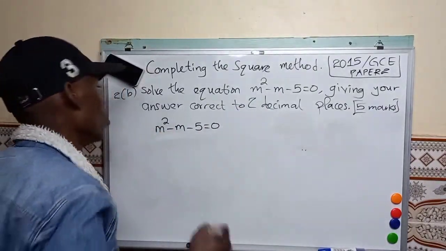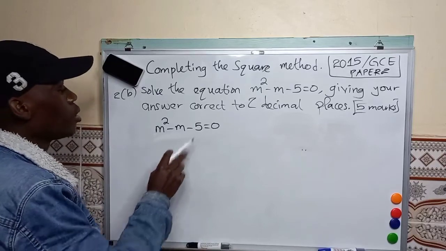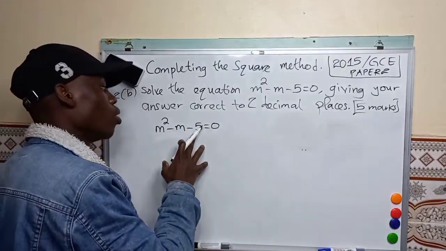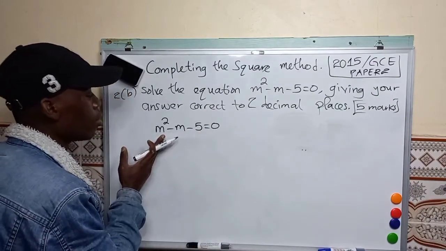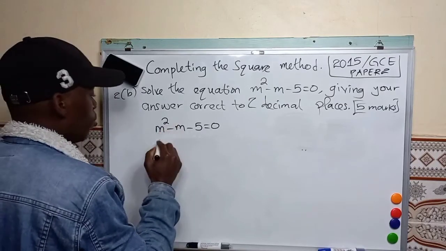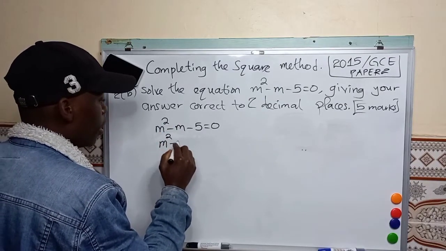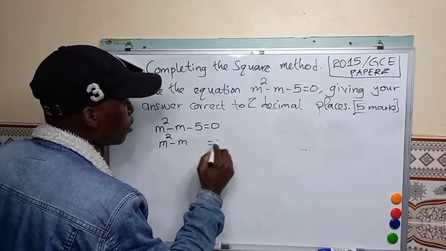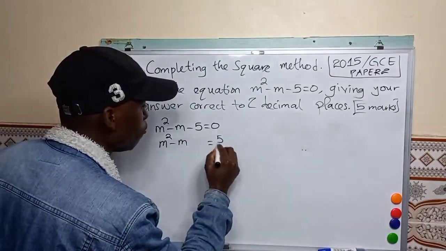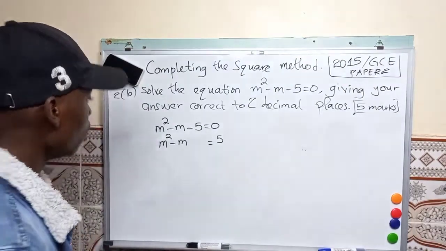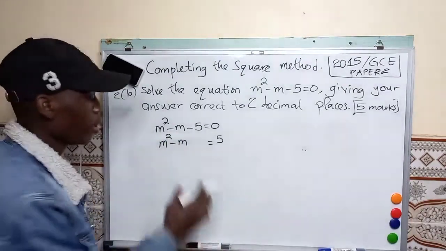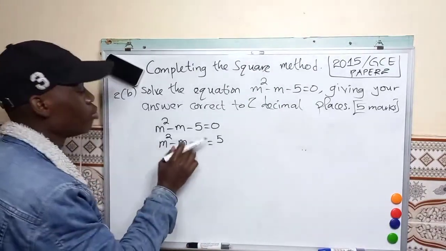So what do we do now? What we do is we take the constant on the other side of the equation. Always take the constant on the other side of the equation so that you can remain with like terms which are variables. So we have m squared minus m. The constant, when it crosses the equal sign, becomes positive 5. Now, here we have to complete the square. That's the reason why I've left this space, so that we can complete the square.